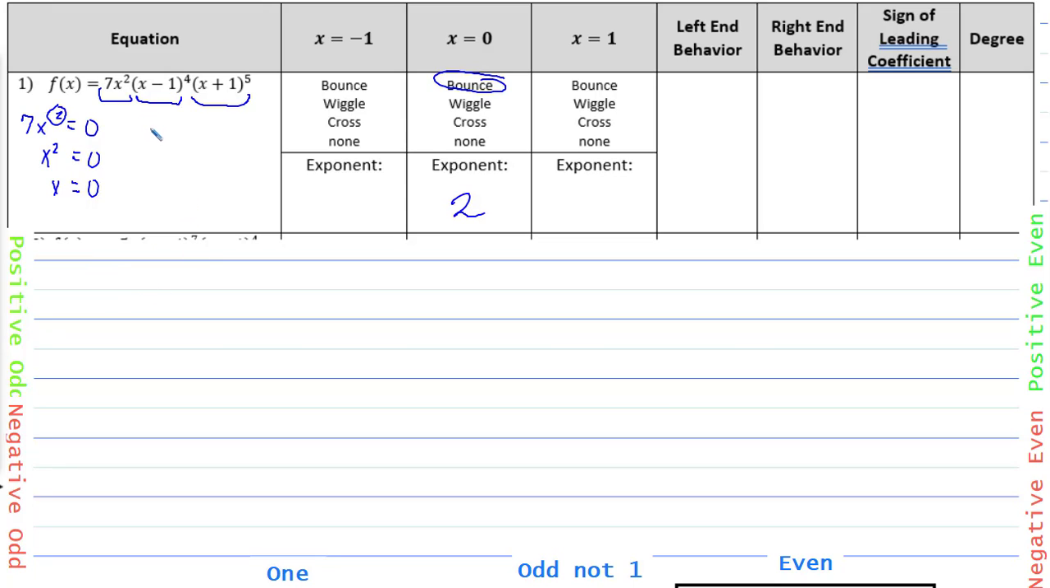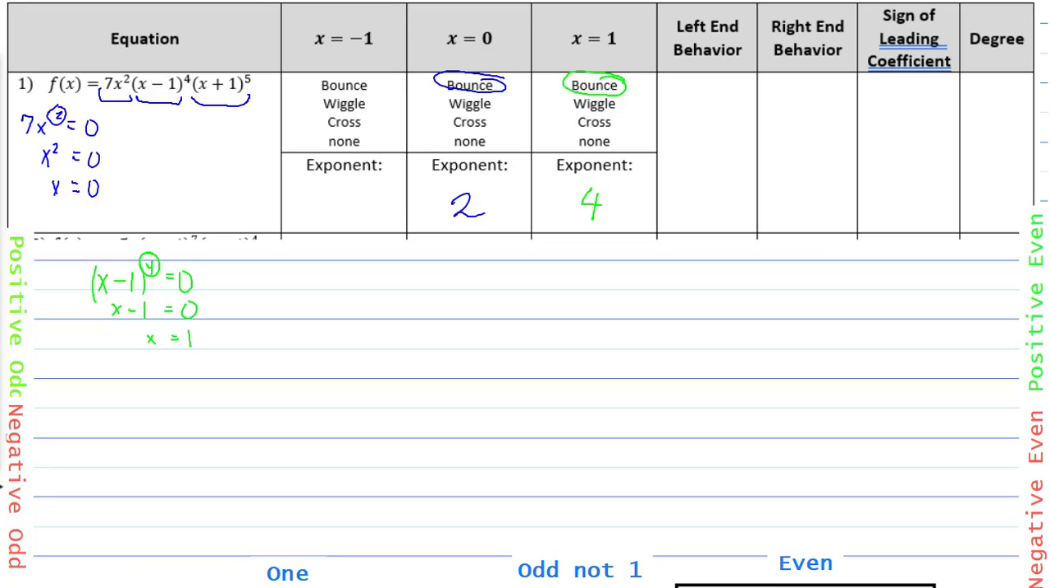Now let's look at the next section. (x minus 1) to the 4th power equals 0. Take the 4th root of both sides, and we end up with it not much changing. Then we add the 1. And so for the x equals 1, the exponent I'm looking at is a 4. 4 is even, so it's a bounce.